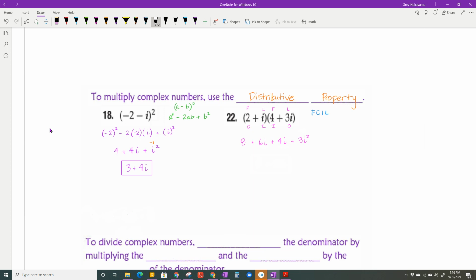Just one second, almost done. At 3i squared, the i squared changes your plus to a negative. 8 minus 3 is 5, and 6i plus 4i is 10i.